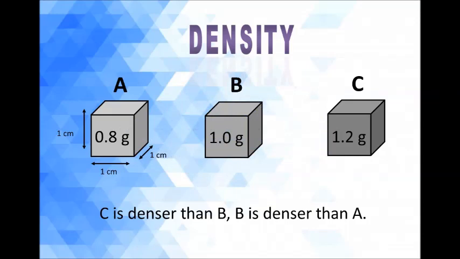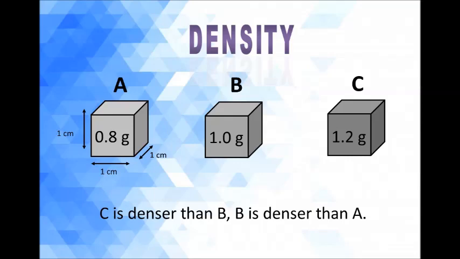What is density? Density is the amount of matter in a specific area. In this picture, I have three different objects, object A, B, and C. All three objects are the same size, measuring 1 cm by 1 cm by 1 cm, but their weight is different. Object A is only 0.8 gram, object B is 1 gram, object C is 1.2 gram.